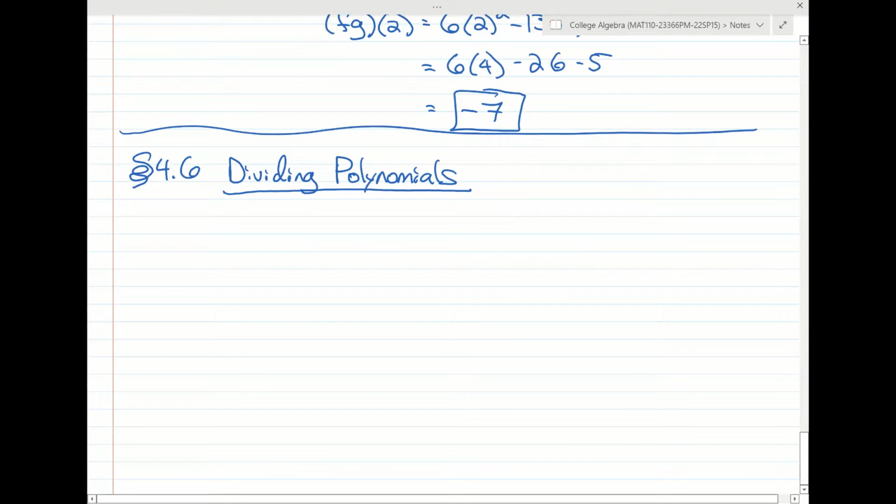So we just got done talking about multiplying polynomials. Let's talk about what dividing polynomials means. And there's really two different types of division. First thing we're going to talk about is division by a monomial.